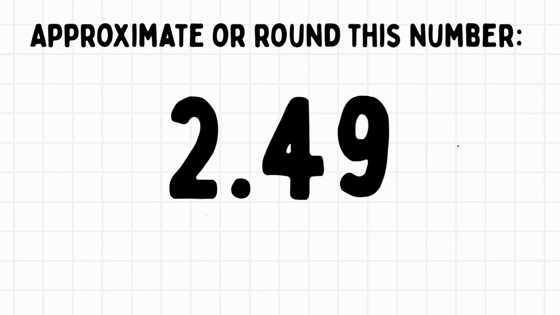Let's look at this example. So the rule is, as we remember, 0.5 or higher. In this case, 0.49 is actually still lower than 0.50. So therefore, we would round down. 2.49 rounded or estimated would be 2.